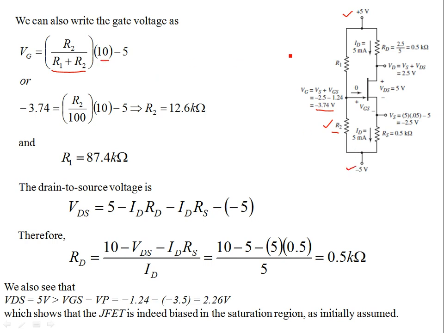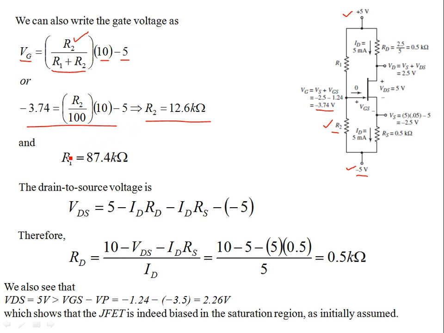Then minus 5 is the potential over here. So again, you have the gate voltage. From the gate voltage, the only unknown you have in this equation is R2. So you can go ahead and find R2 as 12.6 kilo ohms from this expression.